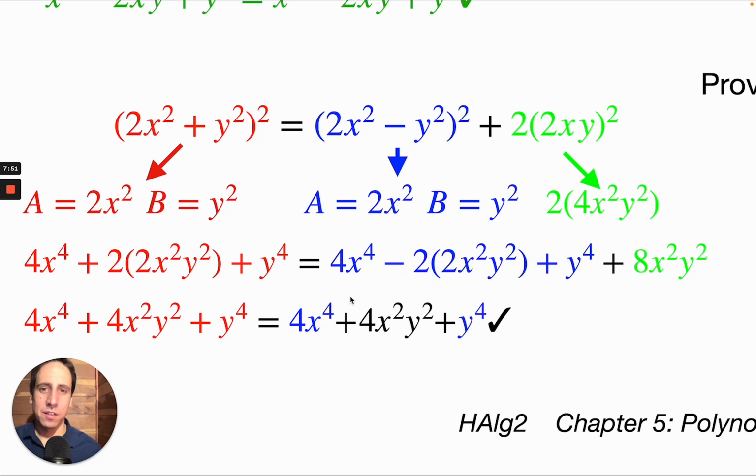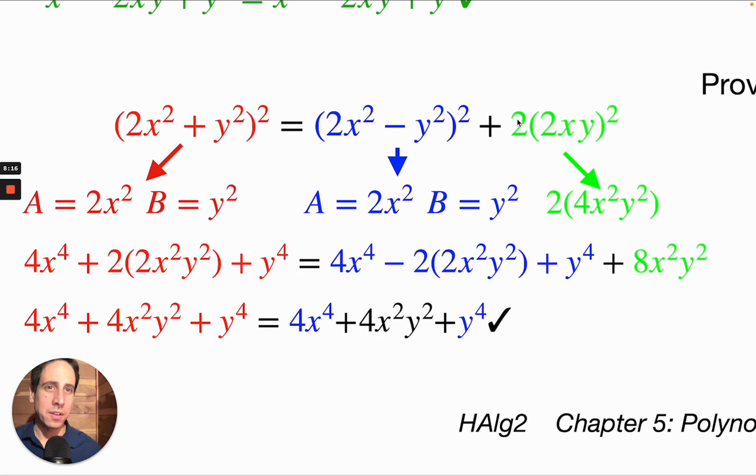And distributing the 2, we get minus 2 times 2 is minus 4. Over here, I don't need to use a formula. I can just distribute this exponent. Because there's only multiplication here and no addition or subtraction, I can distribute the 2 here. 2 squared is 4, x squared is x squared, y times itself is y squared.